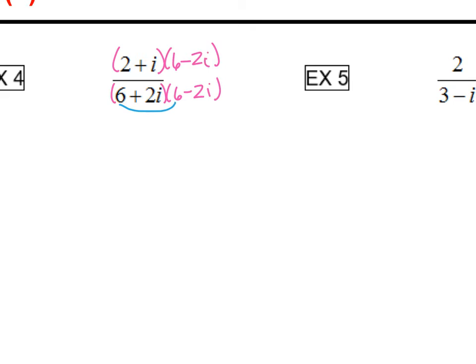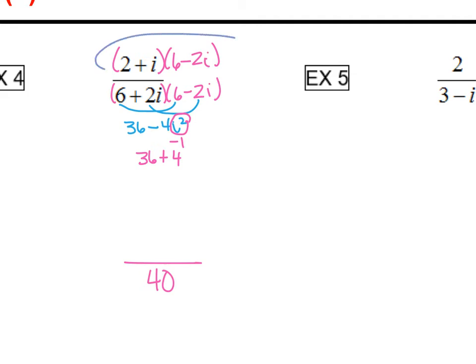We just multiply the first terms, 36, and the last terms, negative 4i squared. Remember, this i squared becomes a negative 1. Negative 1 times negative 4 is positive 4. So we actually have 36 plus 4. Our denominator is going to have 40. Alright, now we have to FOIL out the numerator. So all of this, I'll put the work over here.